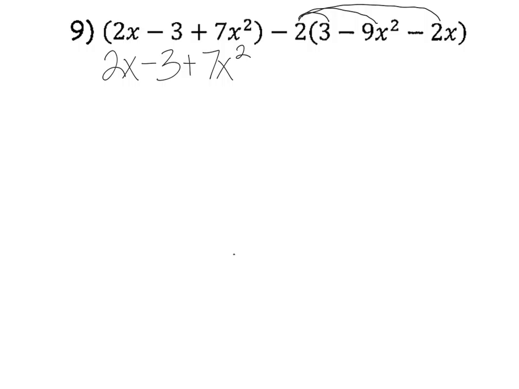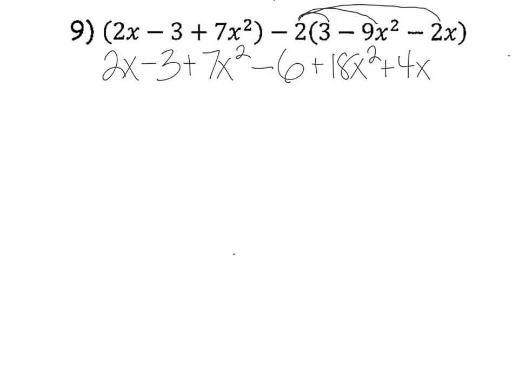Now this -2. Everyone out loud tell me what the first term is. -6, yeah, plus what? Plus 18x to the second power. Plus 4x. Good job. So when we distributed the -2, that's what we got. Now do your combining like terms, and I will catch back up with you in like 2 minutes.